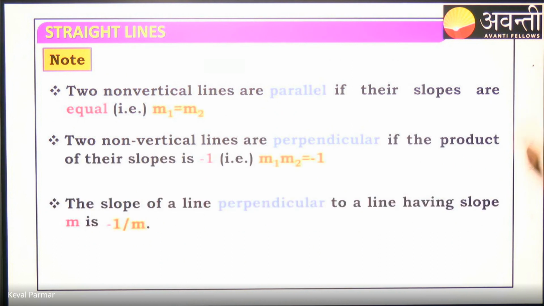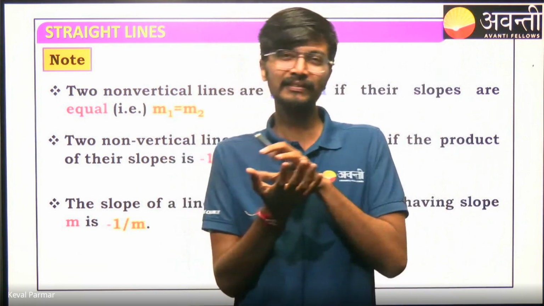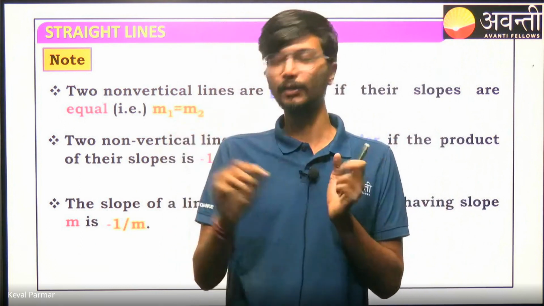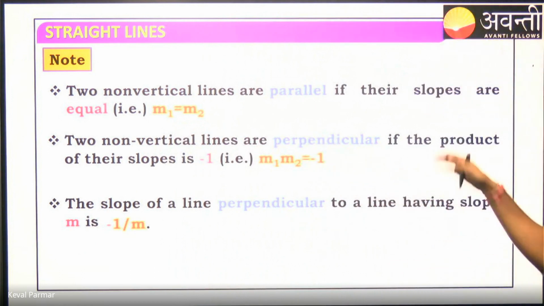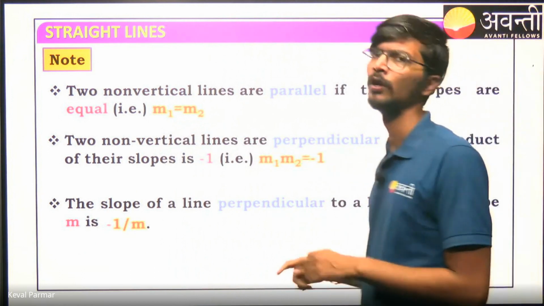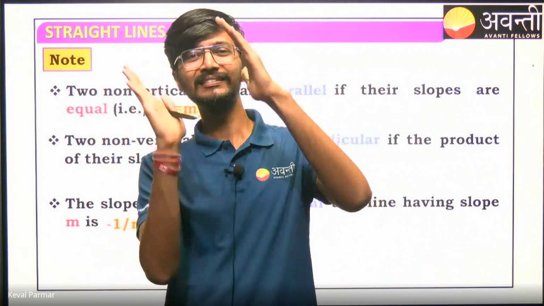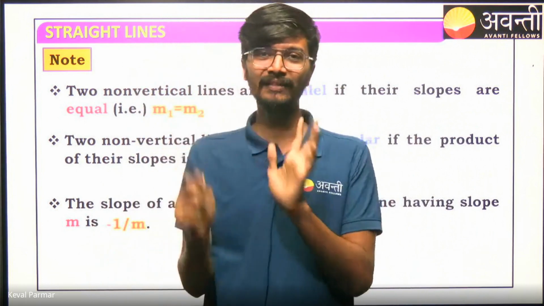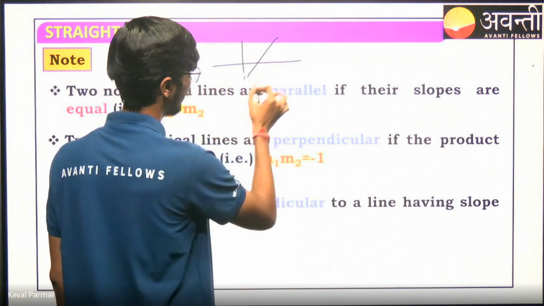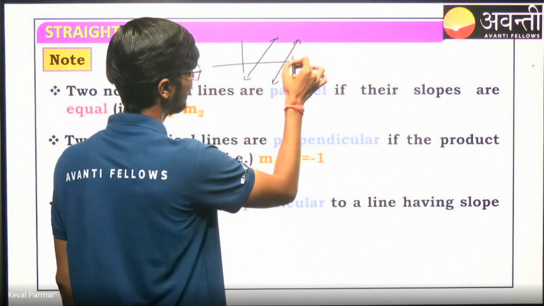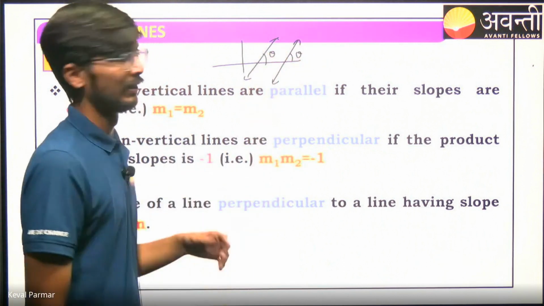These things are important for slopes. Basically, these are some note points related to slope. It says two non-vertical lines are parallel if their slopes are equal. Obviously, if two lines are parallel, then they will be making the same angle with the x-axis, and if they are making the same angle with the x-axis, that means the slope will be the same. This will also be theta, this will also be theta.